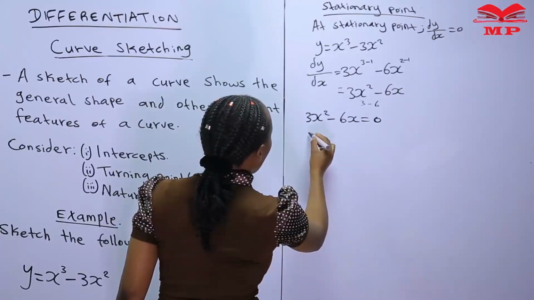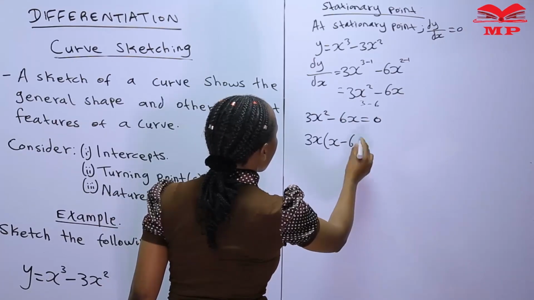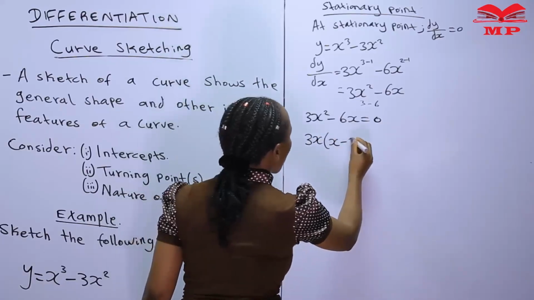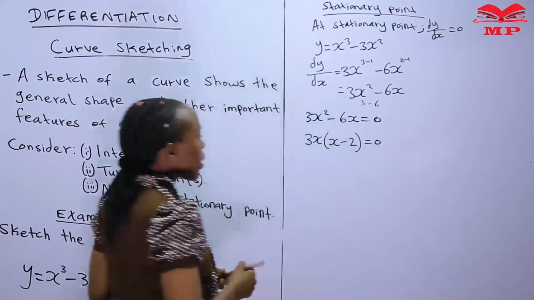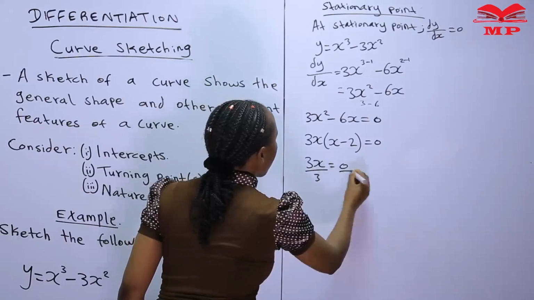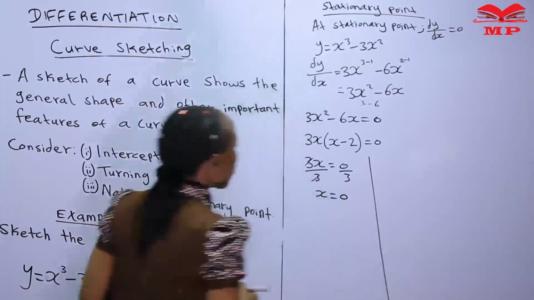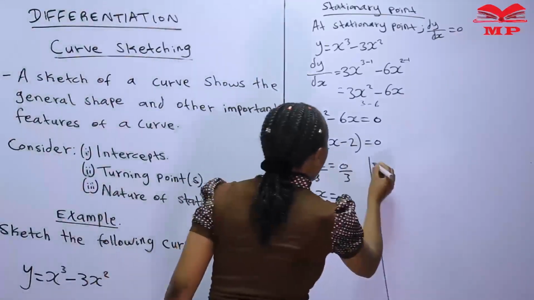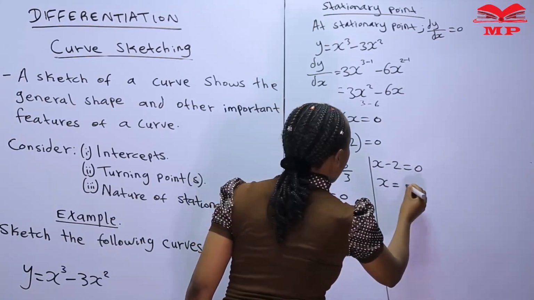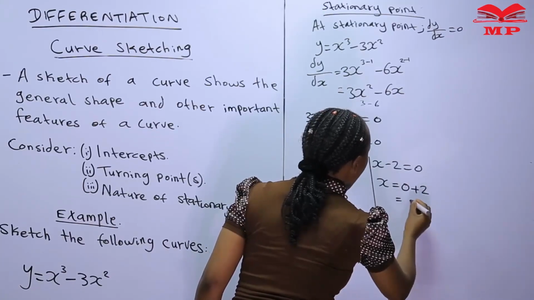The common factor here is 3x. So we are going to have x minus 2, because 6x divided by 3x gives 2, is equal to 0. So we get the values of x. The first one, 3x is equal to 0, divided by 3 on both sides, so we have x is 0. And when x is 0, we can get the value of y. Then for the other x, we have x minus 2 is equal to 0. And therefore, taking 2 to the other side, we'll have plus 2. So we have our x as 2.